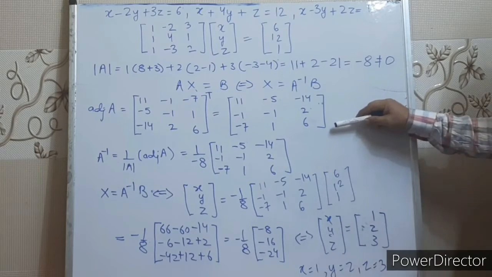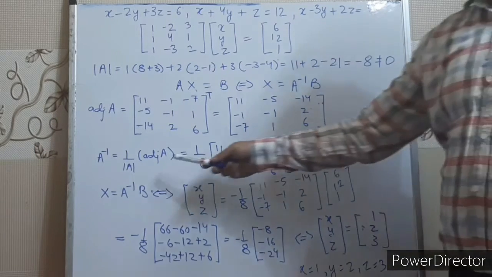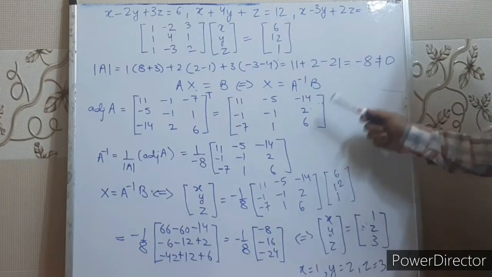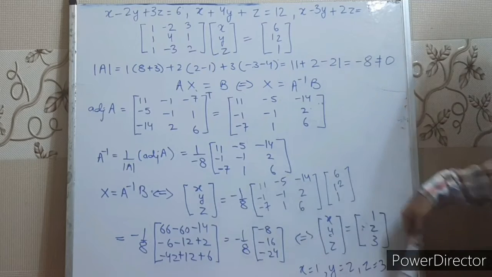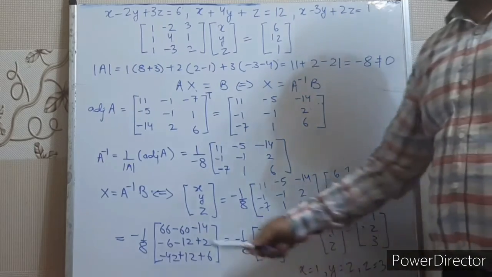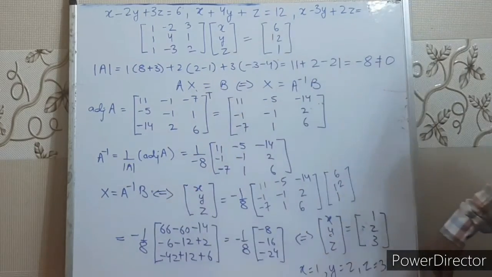Right children? Now you can see that the formula for A inverse is 1 upon determinant of A into adjoint A, and determinant of A is minus 8. That means this is the value of A inverse. Understood children? So by Martin's rule we can say that X equals A inverse B.